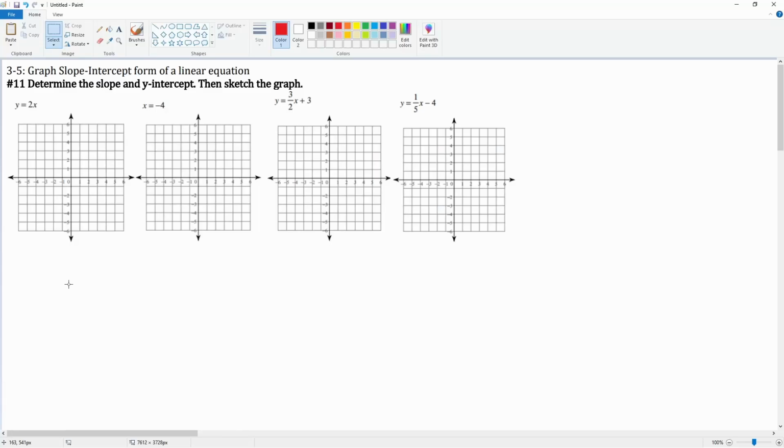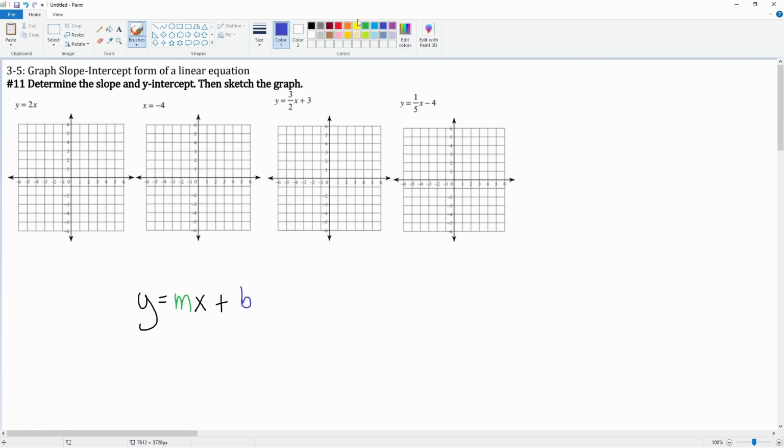This is 3-5. We're going to graph the slope-intercept form of a linear equation and determine the slope and the y-intercept, then sketch the graph. Let's understand what the format is for the slope-intercept form, first of all. It's always going to look like y equals mx plus b.